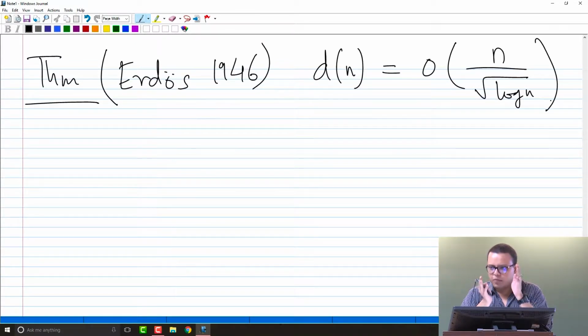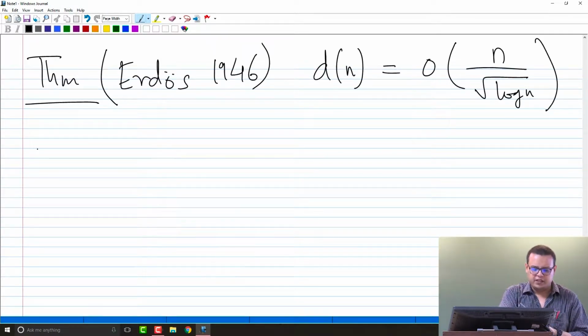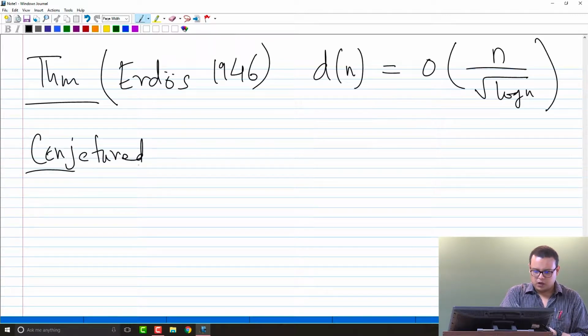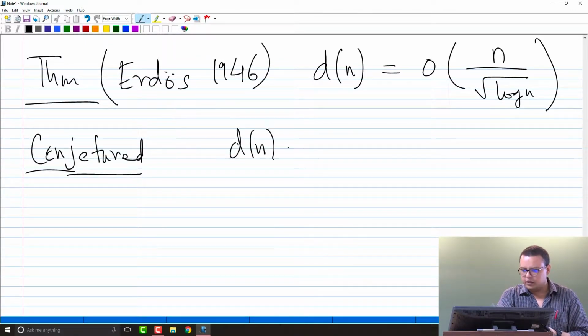Okay? So these may look like very innocent sounding problems. But to prove any interesting result here, most of the time you have to get into some deep math. So this has been there. So he conjectured, I think, also that this will be the bound. Conjectured that dn will be something like theta.